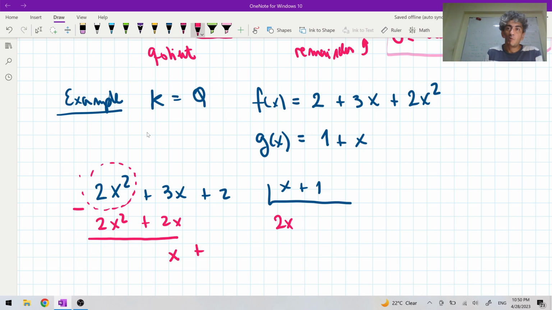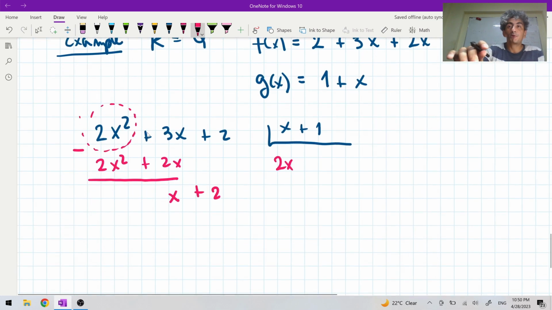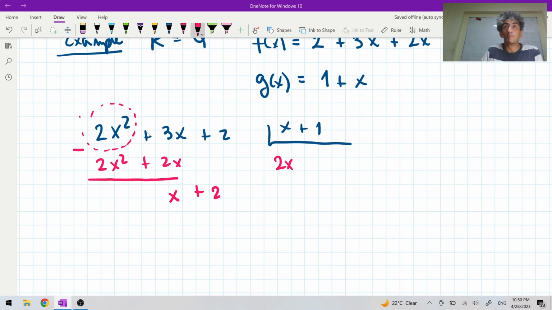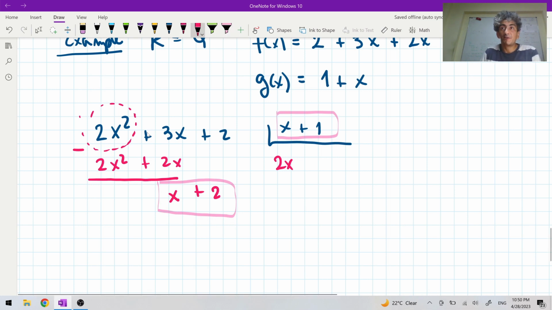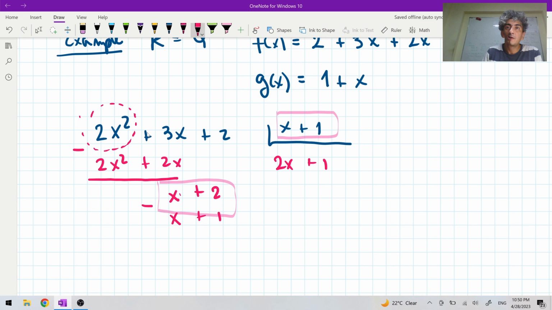Now we drop down number 2, and we go again, because this one has a degree which is not smaller than this degree, just 1. And now it's easy. So to get to x, we just multiply by 1. 1 times x is x. 1 times 1 gives us 1. We subtract, and we get just 1. Since this has degree 0, the algorithm finishes.